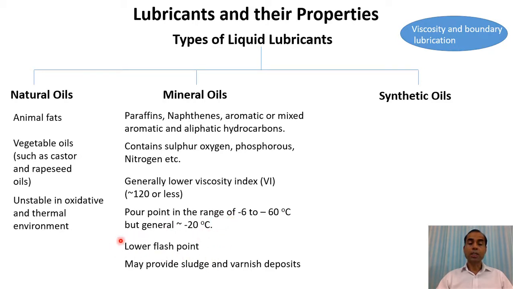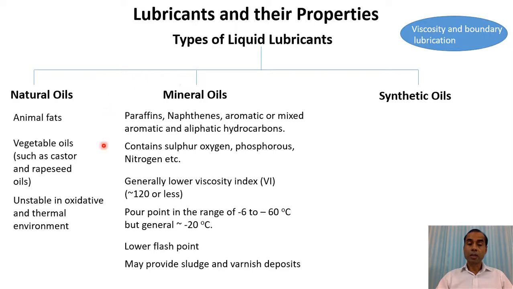So flash point is the temperature at which the vapor of this material will catch fire. So lower flash point means this material or mineral oil catches fire easily. It may also produce sludge and varnish deposits. These are basically the products that come out of oxidation and some other reactions. So this oil will produce sludge and varnish over a period of time as we use it.